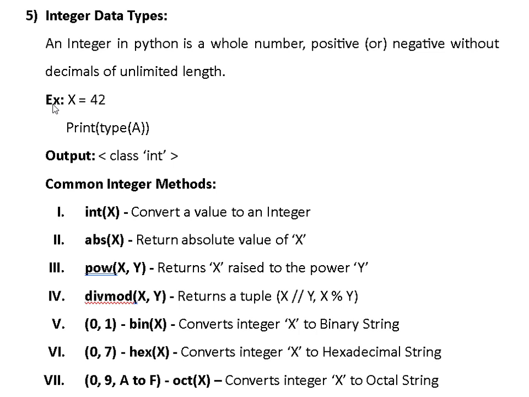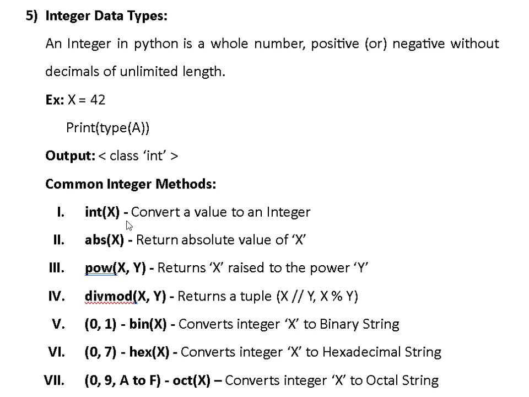So see here an example: x equals 42. It prints the type of x, and it prints int. If you give 42.6, then it is not an integer value, it prints float. So let's see the methods of the integer data type. These are the seven methods included in the integer data type.